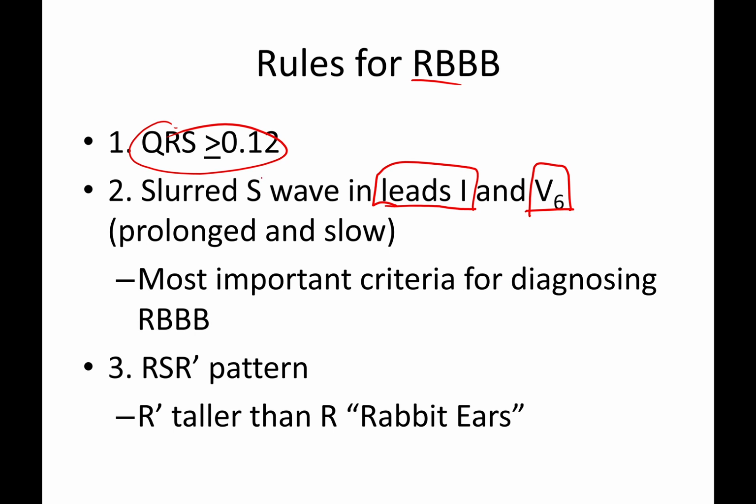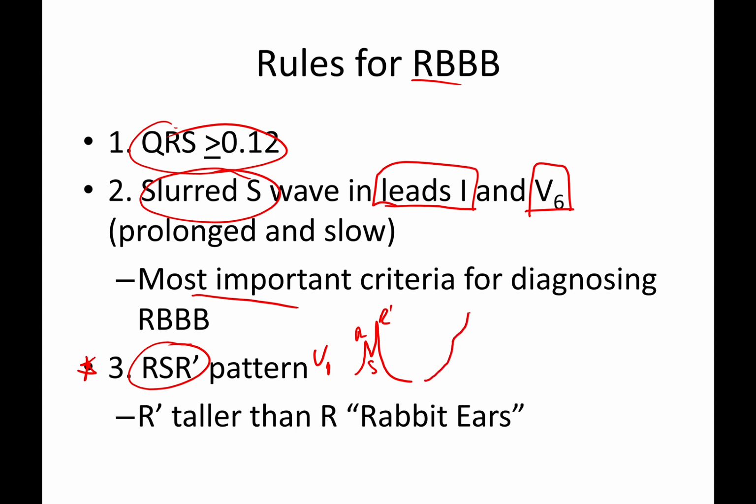And what we're looking for is a slurred S wave. This is going to be the most important criterion and one of the easiest things you can do to quickly recognize that it's a right bundle branch block. The final item you can add to it, and this is going to be in V1, is the RSR prime pattern, where the second R is taller than the first. And it may even look something like this, or it can be a little less pronounced.